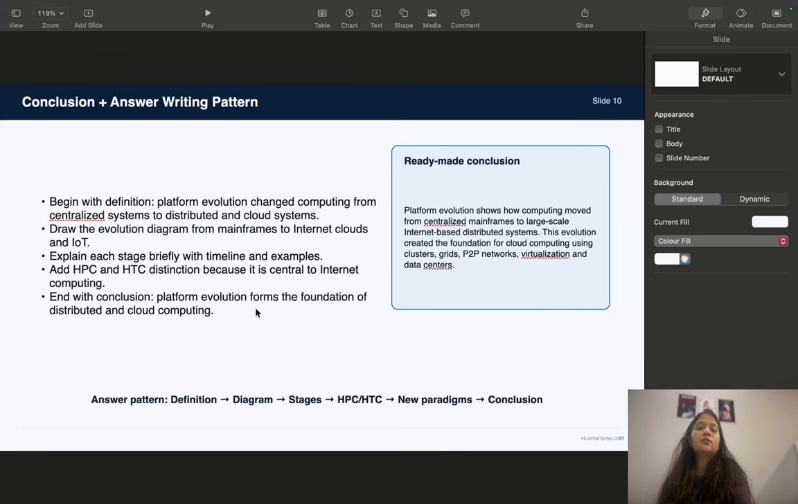Platform evolution forms the foundation of distributed and cloud computing. So that's it for this video, and in the next video I am going to discuss the second question.